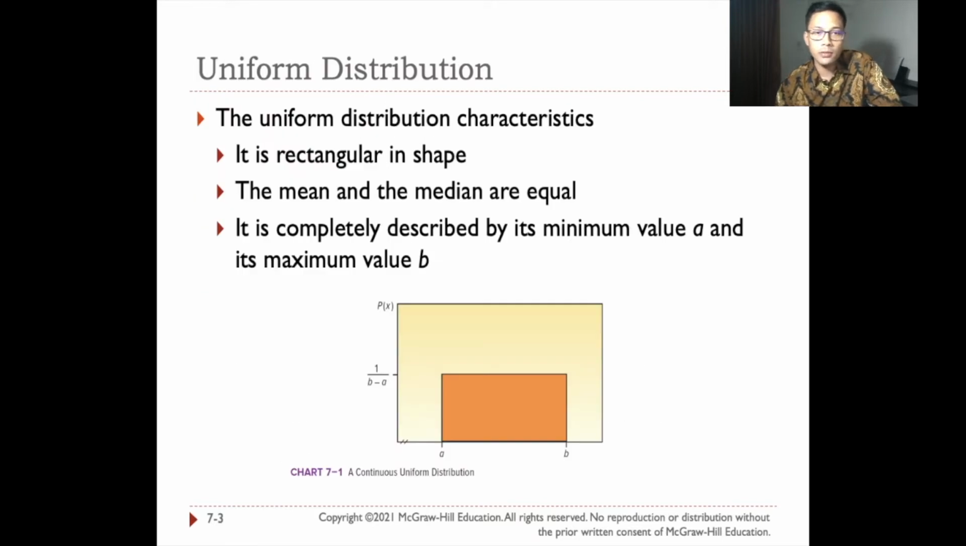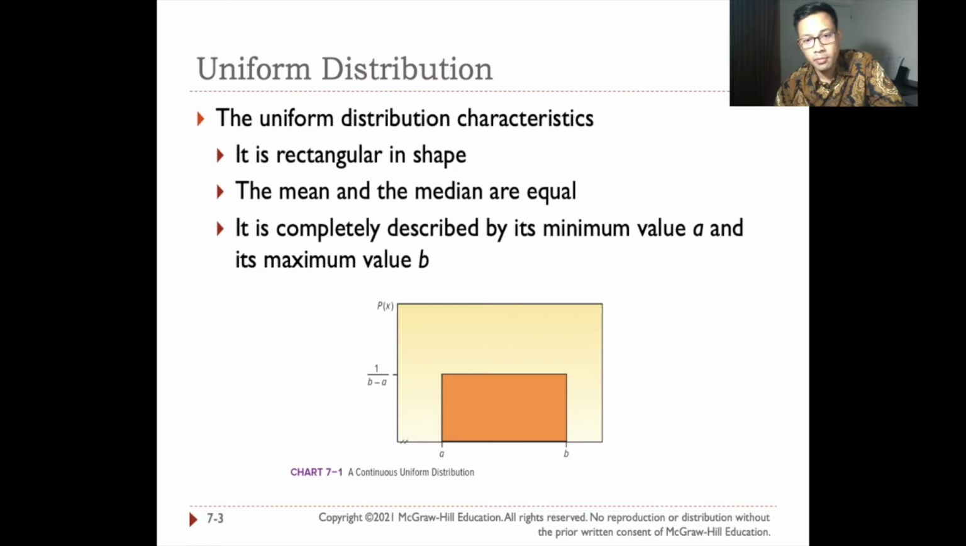Okay, so let's start with the simplest continuous probability distribution, which is the uniform distribution. The uniform distribution characteristics are the following. First, it is rectangular in shape. Second, the mean and the median are equal. And third, it is completely described by its minimum value A to the left and the maximum value B to the right. Now, if we know the minimum and the maximum values, then we can calculate the mean, the variance, and of course the standard deviation, and any probability that you wish to find.